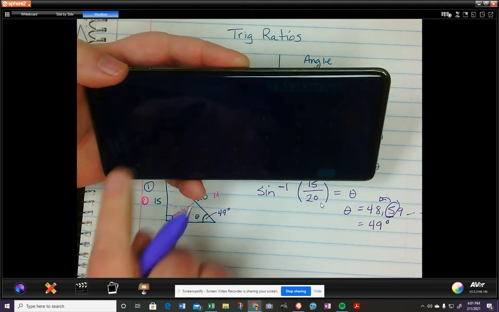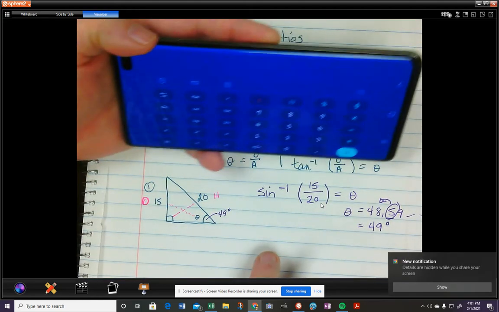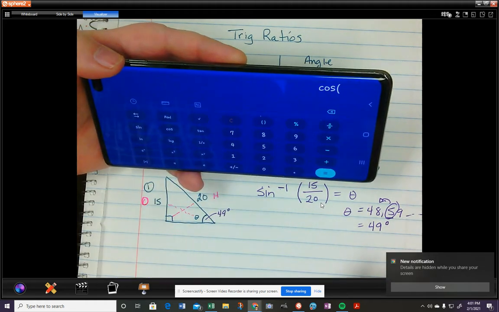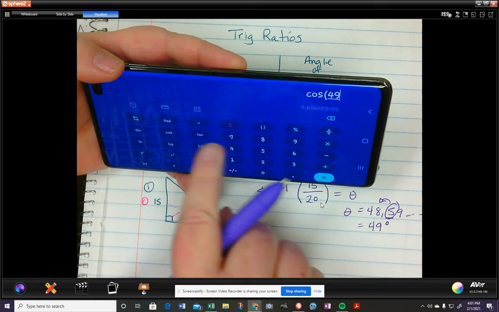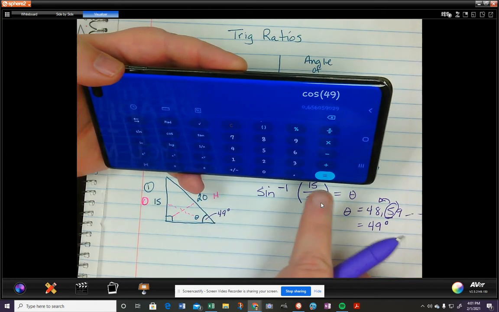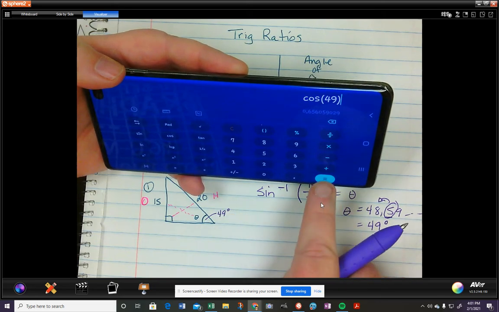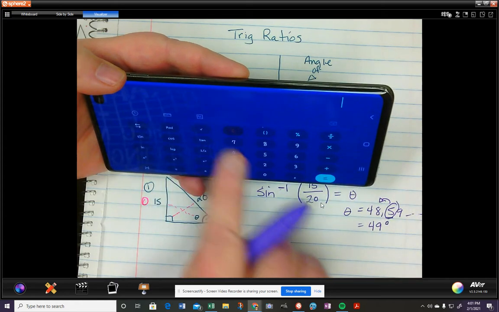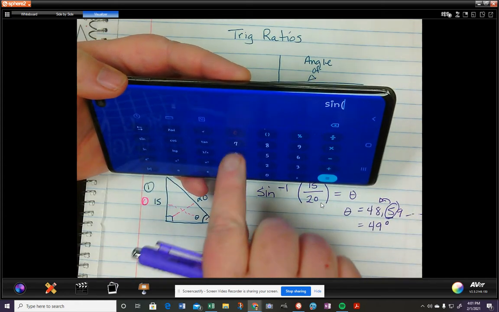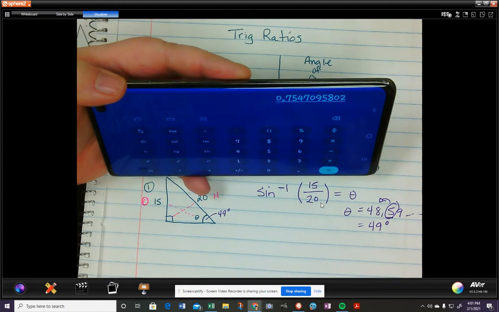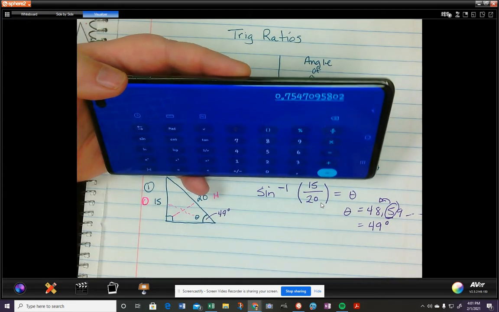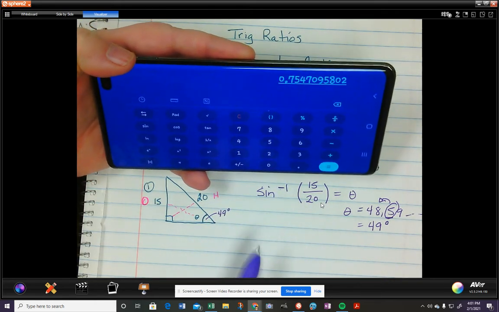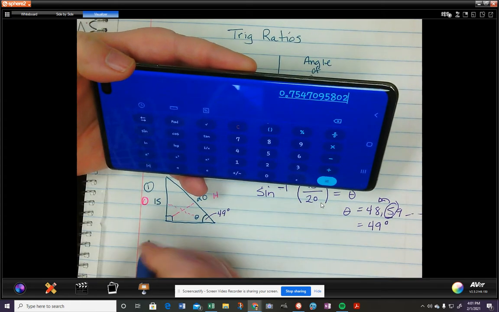We can check ourselves by going sine of 49 degrees, and we should get close to .75 because 15 over 20 is .75. Did we get it? Yeah, pretty close. All right, number 2.